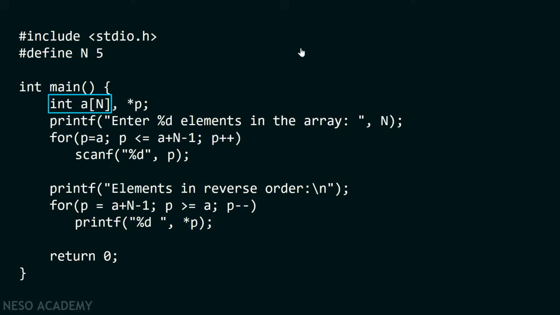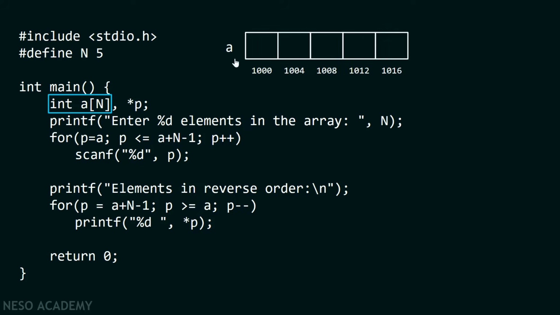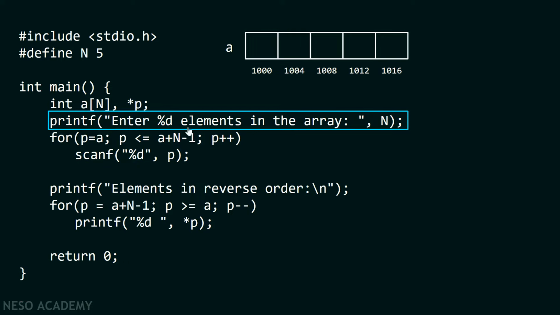So here is the pictorial representation of this array A, which consists of 5 empty blocks, because initially it doesn't contain any elements. 1000 I'm assuming is the initial address of this array, and I'm also assuming the size of integer is 4 bytes, okay? And I have also declared a pointer p, and after that we have a printf function which prints "Enter 5 elements in the array", because %d is the placeholder of this N, and N is 5 here. Therefore, it will get replaced by 5.